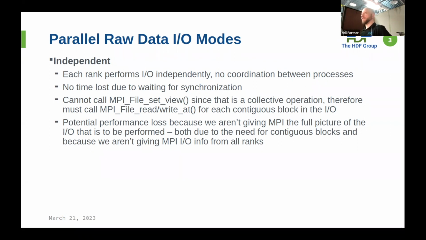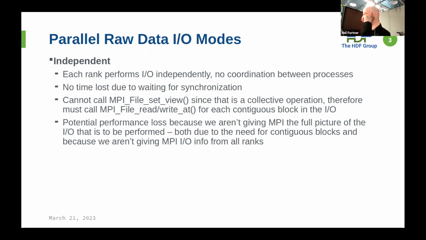So the one advantage for independent parallel raw data I/O is that there's no time loss due to waiting for synchronization. So each process goes and does its thing, and then goes off and doesn't have to wait for other processes to finish their stuff.